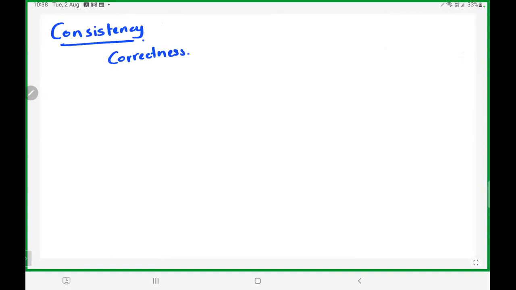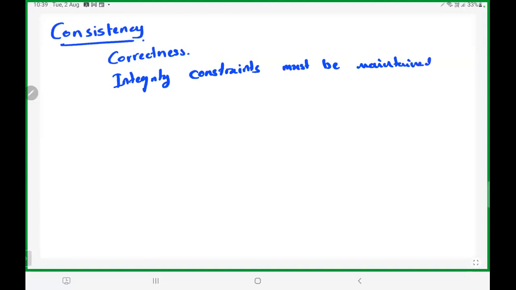Consistency means correctness. Integrity constraints must be maintained. In consistency, integrity constraints must be maintained. Okay, consistency means correctness.